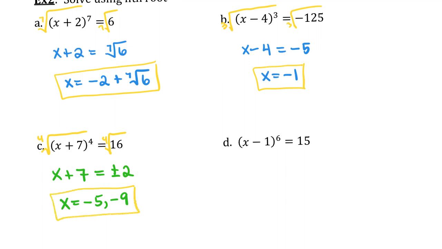Okay, let's plug it in our heads too. If I plug in negative 5 here, I get negative 5 plus 7 is 2. 2 to the fourth is 16. If I plug in negative 9, negative 9 plus 7 is negative 2. Raised to the fourth is still 16.